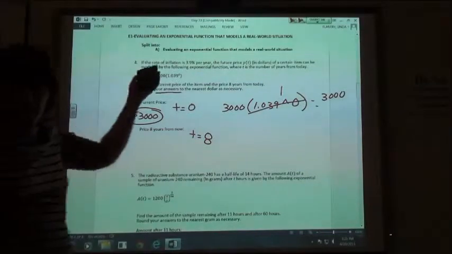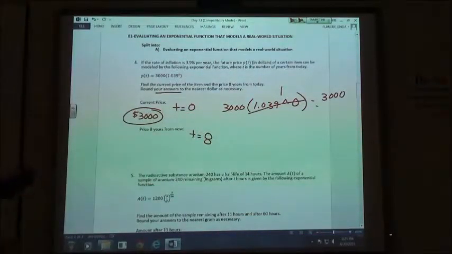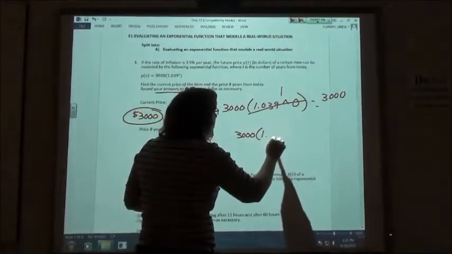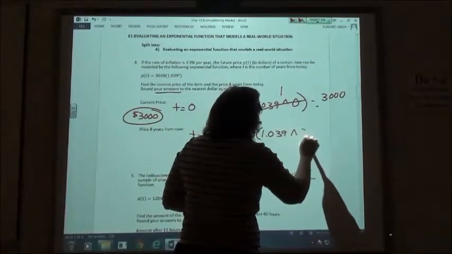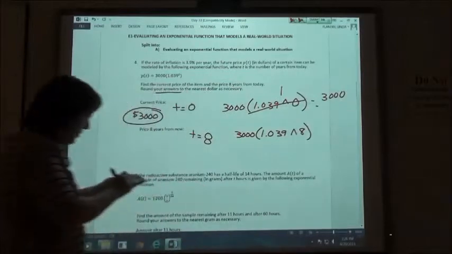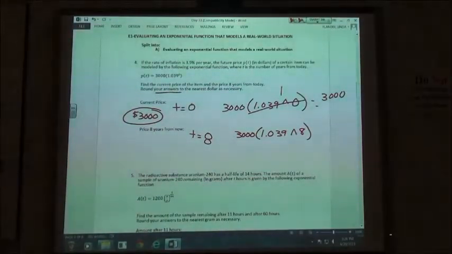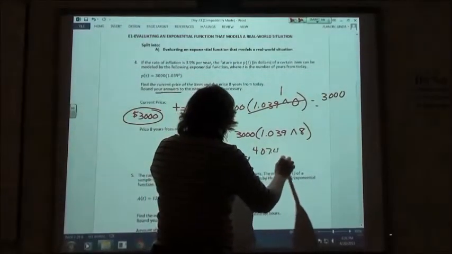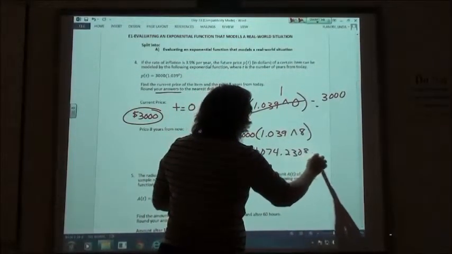Well, my price from 8 years, it's going to inflate. It should be higher. It's going up by 3.9%. So I'm going to do 3,000 times 1.039 to the 8th power. And I'm going to punch that into my calculator. 3,000 parentheses 1.039 caret 8, close my parentheses, and I get 4,074.2308.